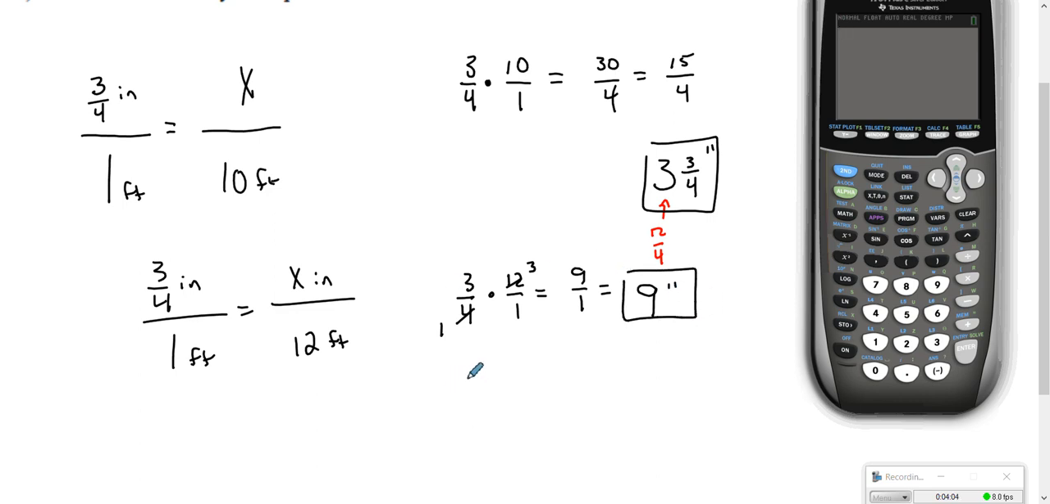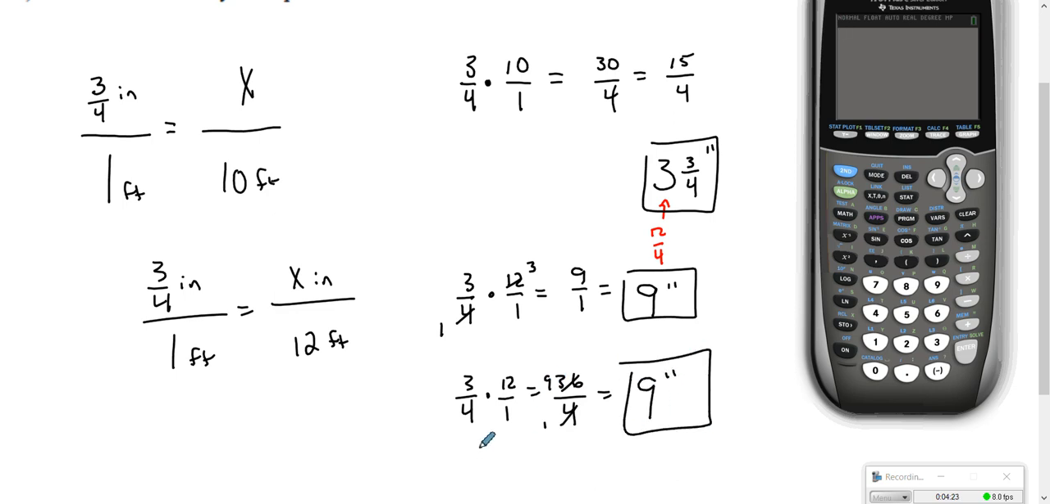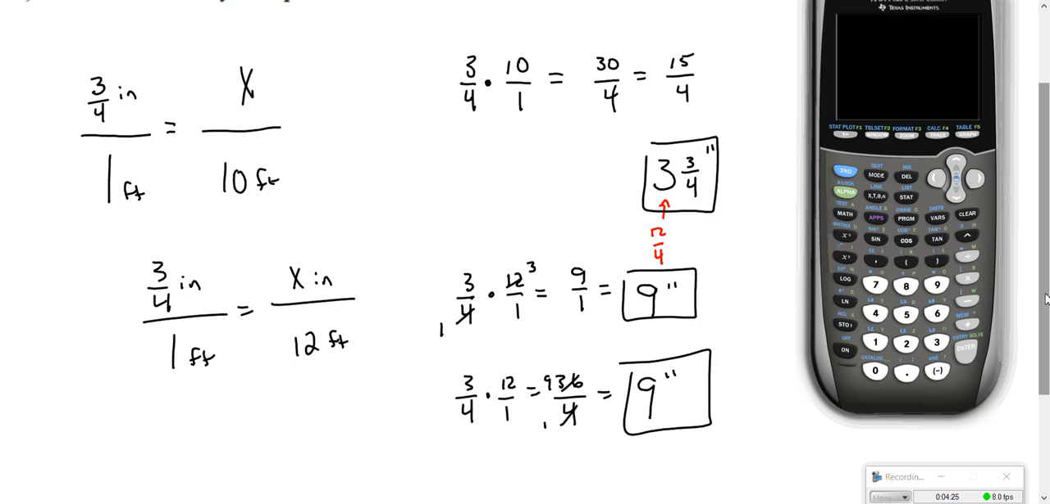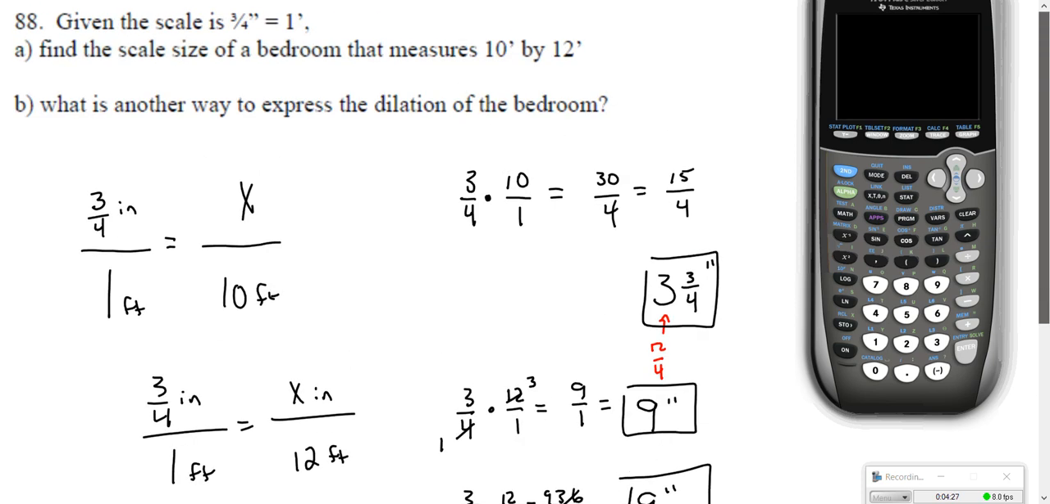Now, if I hadn't seen that, I still would have gotten the same answer. 3/4 times 12 over 1: if I wouldn't have noticed the cancellation there, 3 times 12 is 36 over 4. And then I could have canceled here. 4 goes into 4 once, 4 goes into 36 nine times. I still get 9 over 1, which is 9. All right, well, there is problem number 88.